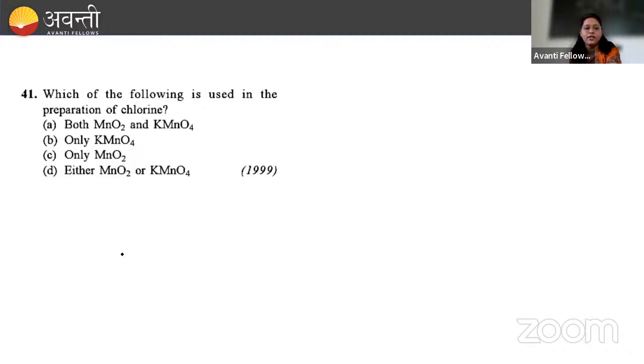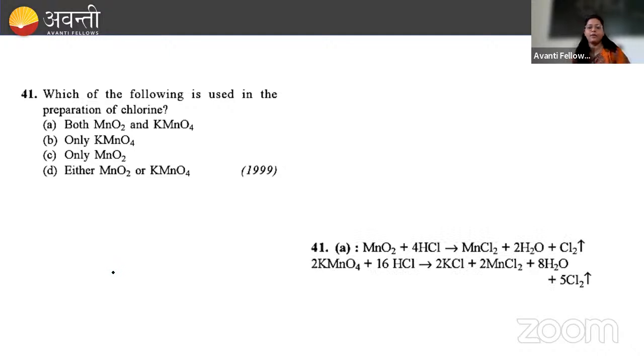Okay? Which of the following is used in the preparation of chlorine? So here we need to consider which reaction is used for preparation of chlorine. Both MnO2 and KMnO4, only KMnO4, only MnO2, either MnO2 or KMnO4. So see here the reactions, you can see MnO2 and KMnO4, I have done the reactions of both of them, and here you can see that both are giving me chlorine. Both are giving me chlorine. So option A, MnO2 and KMnO4 are both used in the preparation of chlorine.